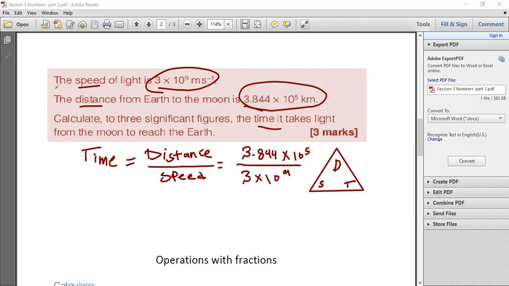Actually, because I said that we don't read the problem, we need to read the problem first. The speed of light is 3 times 10 power of 9 meters per second. The distance from Earth to the moon is 3.844 times 10 power 5 kilometers. Calculate to 3 significant figures the time it takes light from the moon to reach the Earth. Yalla, use the calculator.